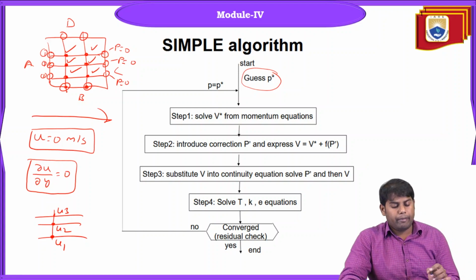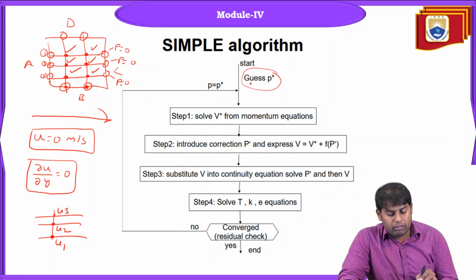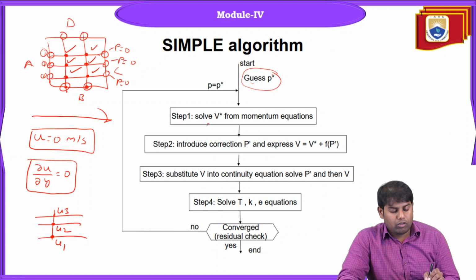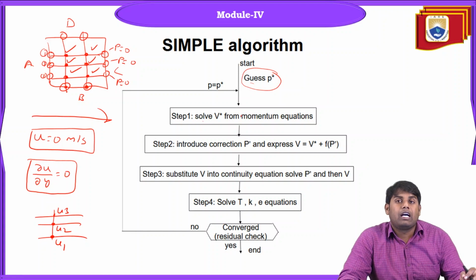Now coming back to the algorithm, so the guess value, guess p star. Initially we will guess the value of pressure. From there we will solve for the value of v star from the momentum equations. So what do we mean by v star? Whatever guess value of pressure we substitute in the momentum equation, from that we will calculate the value of velocity, which is nothing but v star.